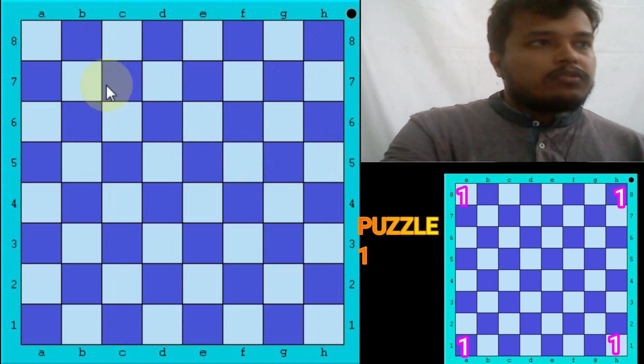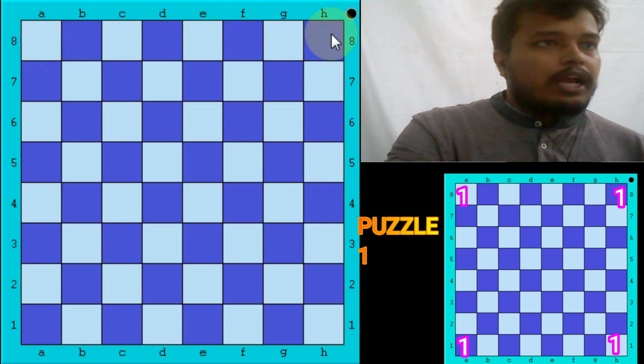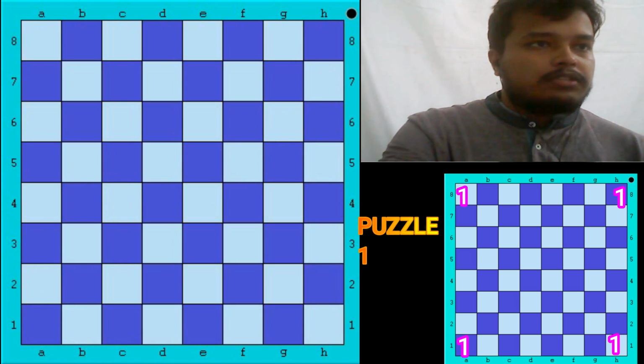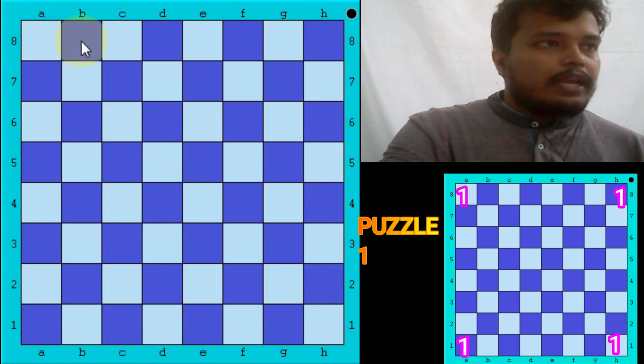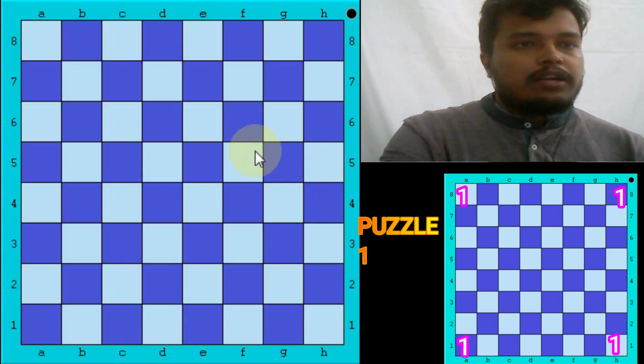So if the attack on the a8 square is 1, h8 square is 1, the h1 square is 1 and the a1 square is 1, then you have to place pieces at the four corners such that each of the four squares is attacked once. You can pause the video in order to calculate which piece you have to keep at the four corners.